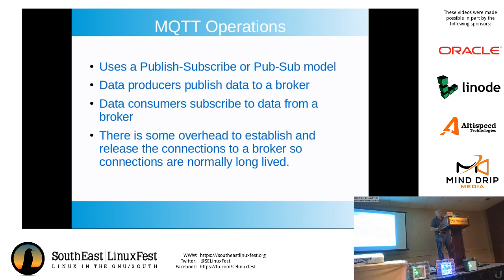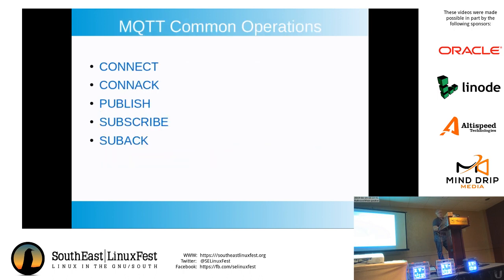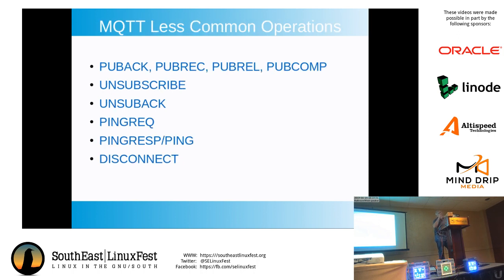So you subscribe to the data that you want, and there is some protocol to establish and take down the connections. That level of overhead goes up if you're going to be using TLS. But the basic messages they use are really simple. It's just a connect. Sometimes you have a connect ACK, and a publish and a subscribe message, and then sometimes a subscribe ACK. If you get into the deeper parts of the protocol, there's a few other messages, and I'll go over these a little bit, but for the most part, they're not terribly important.